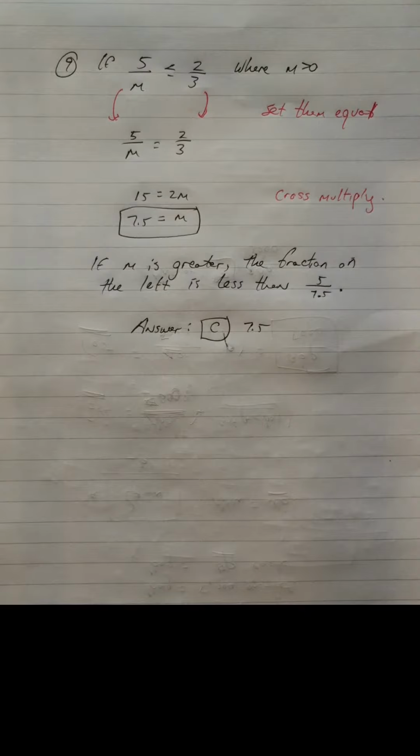Question 9. If 5 over m is less than or equal to 2/3 where m is greater than 0, simply set them equal. Then 5 over m equals 2/3. When you cross multiply, 5 times 3 is 15. That equals 2m. So m equals 15/2, or 7.5. If m is any number greater, then the fraction on the left will become something less than 5 over 7.5. The correct answer is C, 7.5.